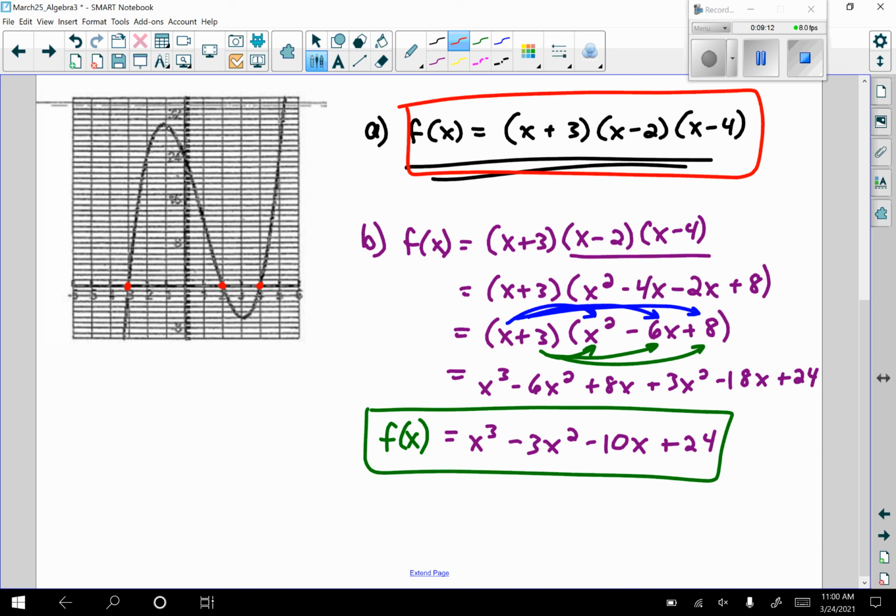Now what might be a little bit different is how far up or how far down it reaches, but it should definitely be going up first through -3. Some sort of a max occurs up here, then it turns and goes down through 2, turns again and goes up through 4.